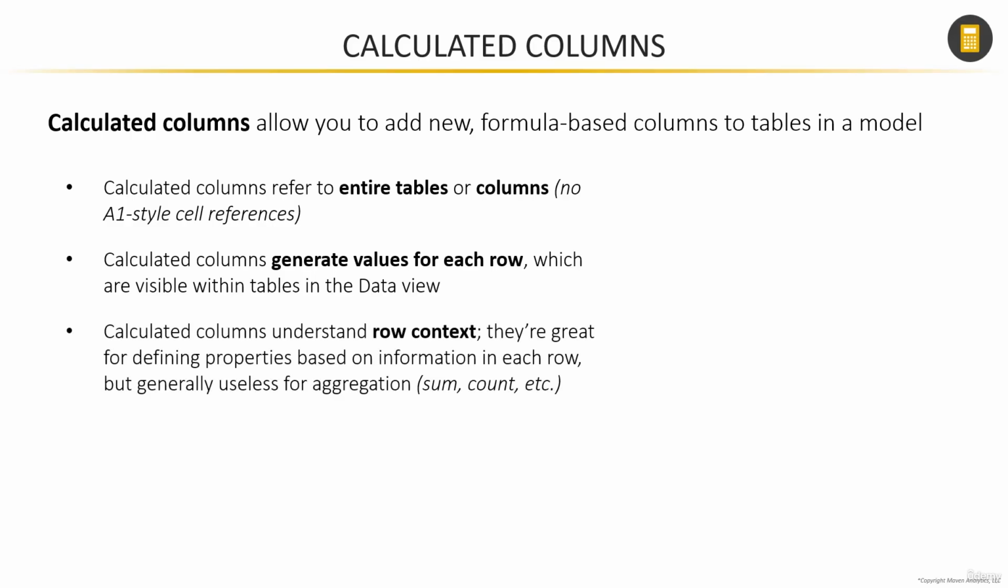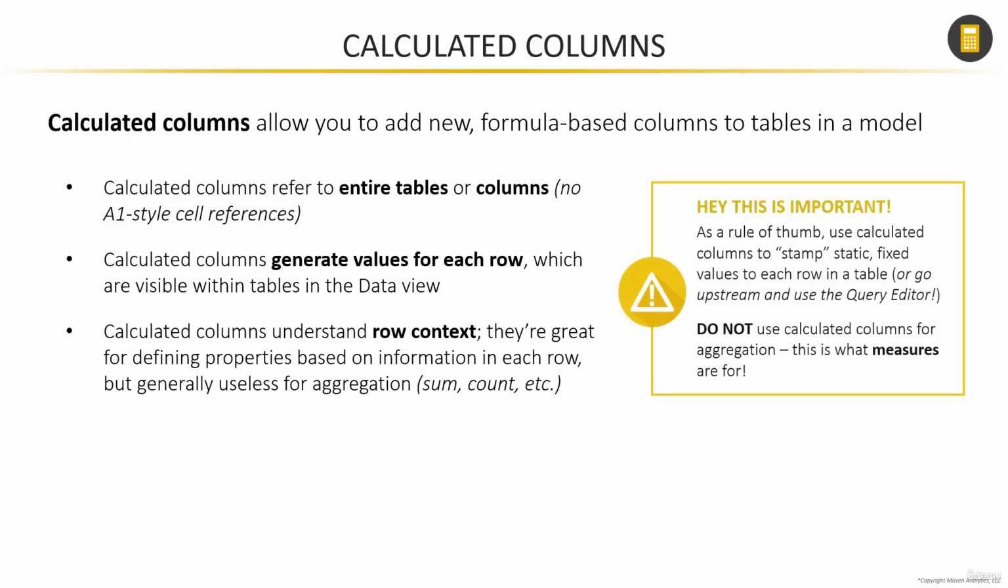And third, calculated columns understand something called row context. And what I mean by that is they can see the information contained within each row in which they calculate. And so they're great for defining things like properties based on information within that row. But they're generally useless for things like aggregation, like sums or counts or averages. So an important note here, as a rule of thumb, you're going to want to use calculated columns if you want to stamp static fixed values on each row within your table.